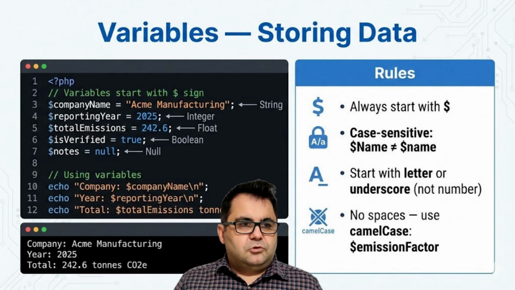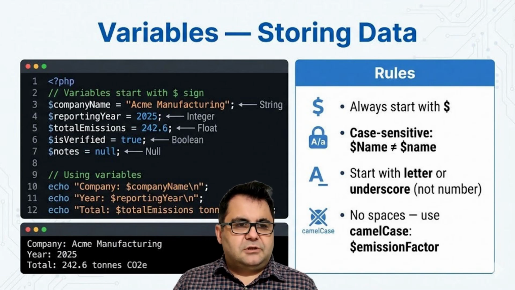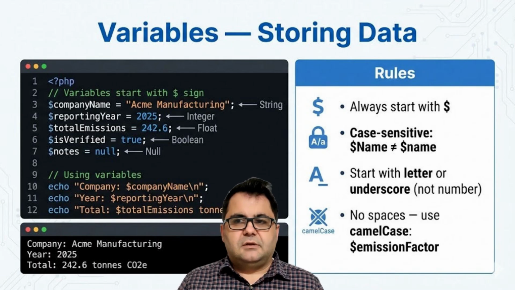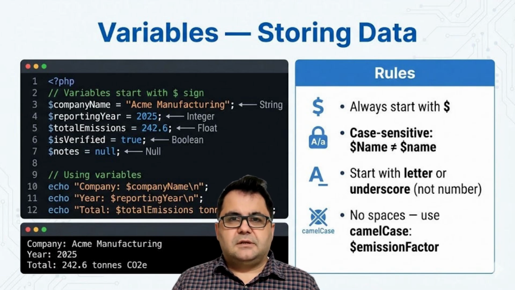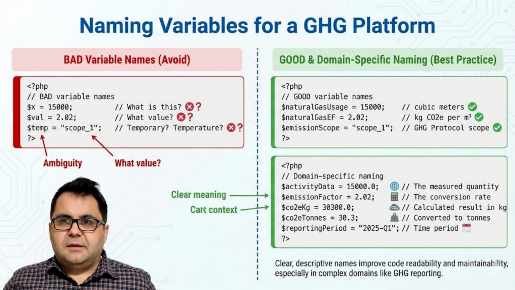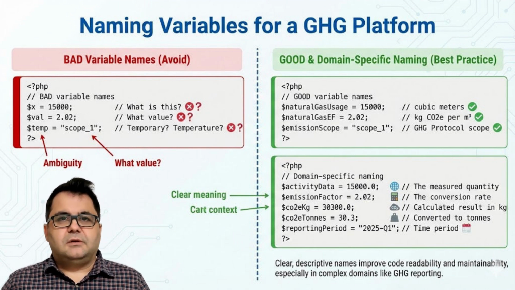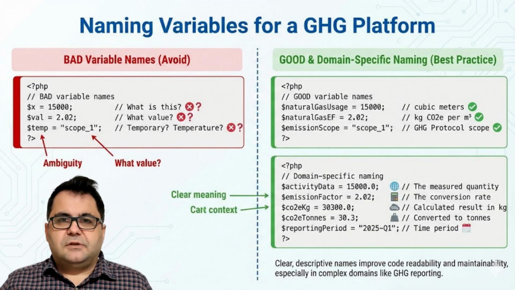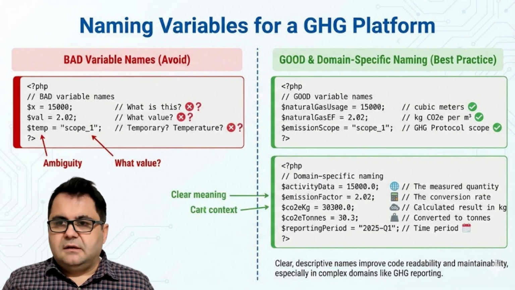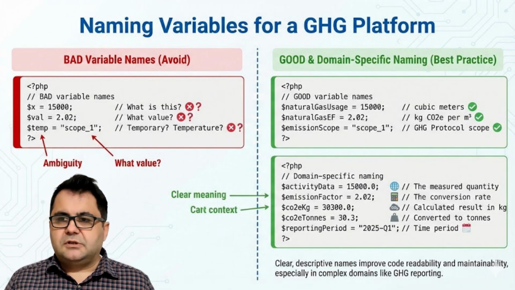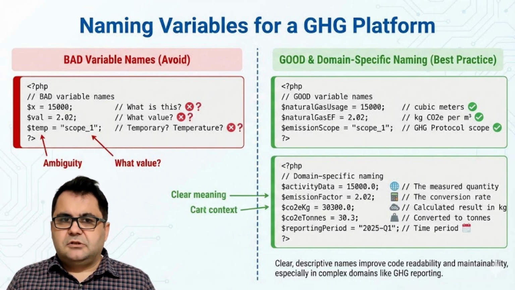For our platform, we'll use meaningful variable names that reflect the GHG domain: $emission_factor, $kg_co2e, $reporting_period. Variable naming is more important than you think. In a GHG platform, clarity is critical because calculations affect regulatory compliance. Don't use single letters or vague names.